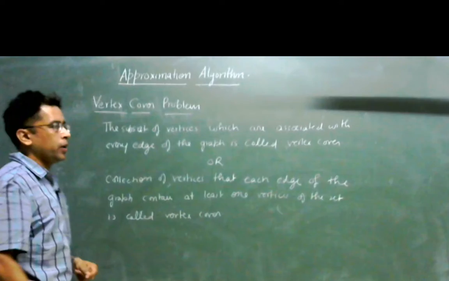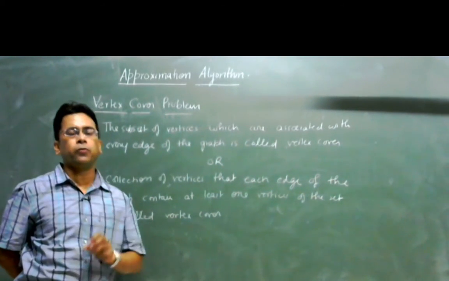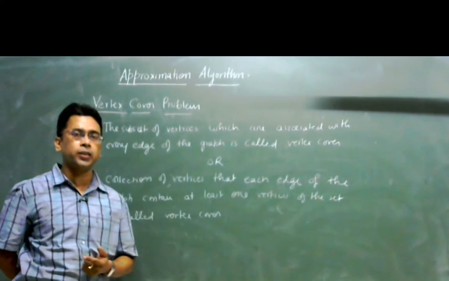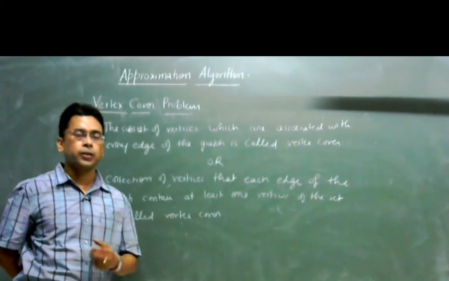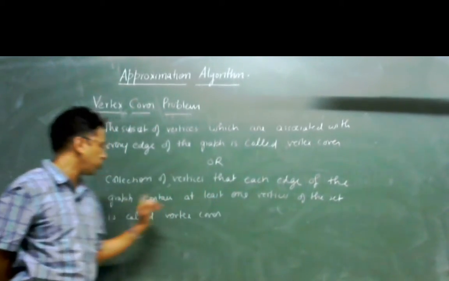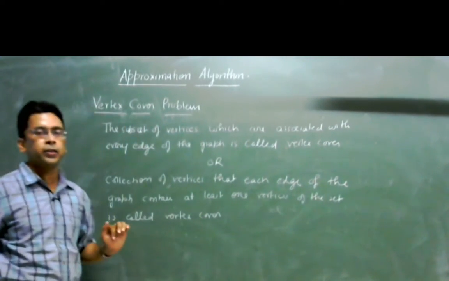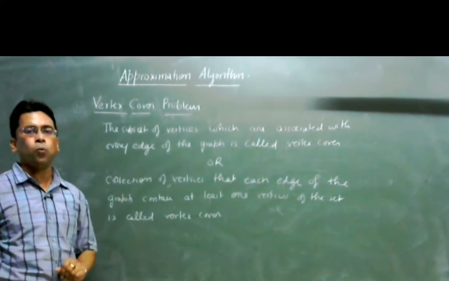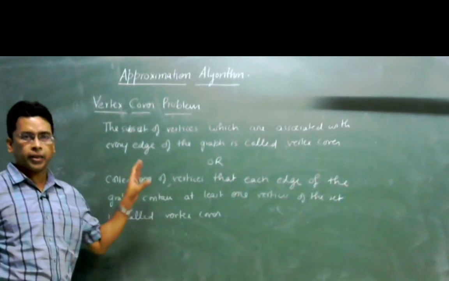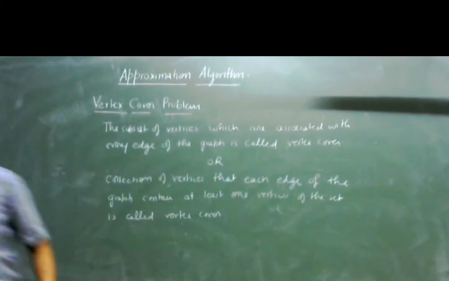Right? So for the given graph, we choose the set of vertices which are part of every edge in the graph, or we can say the collection of vertices such that each edge of the graph contains at least one vertex of the set. Then that is called the vertex cover problem. If there is any confusion, then I am taking an example with which it would be very clear to you.